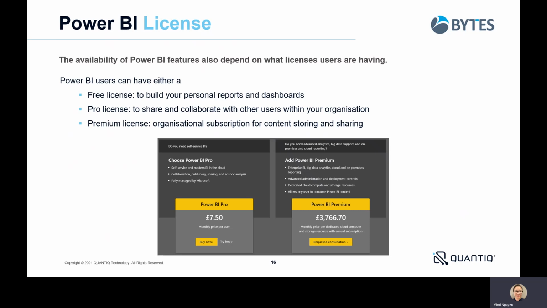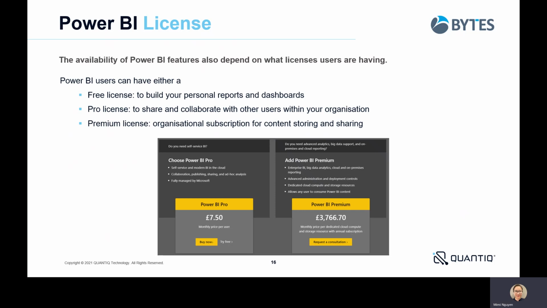And you don't need to buy and to pay for anything. You can just download and use it. That is the free license. However, the moment that you need to share the reports with other people within your organization, then you need the Power BI Pro license. The Power BI Pro license costs about £7 per user per month, and you have the ability to create workspace, to publish an app. So with this price, it is quite reasonable.